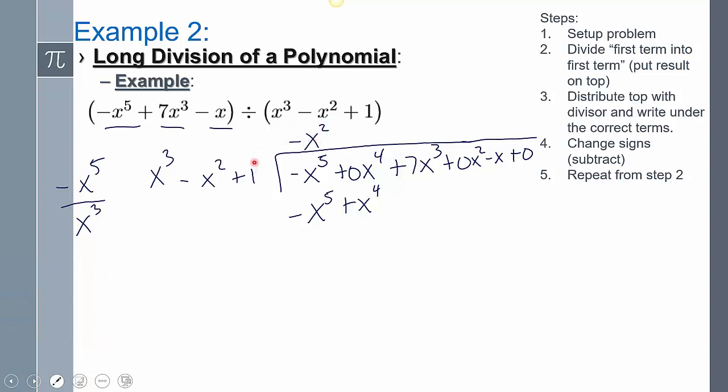And then this value times this value gives me minus x squared. Right? It does not go under the x cubed. It goes under the x squared because it's x squared. So now subtract.